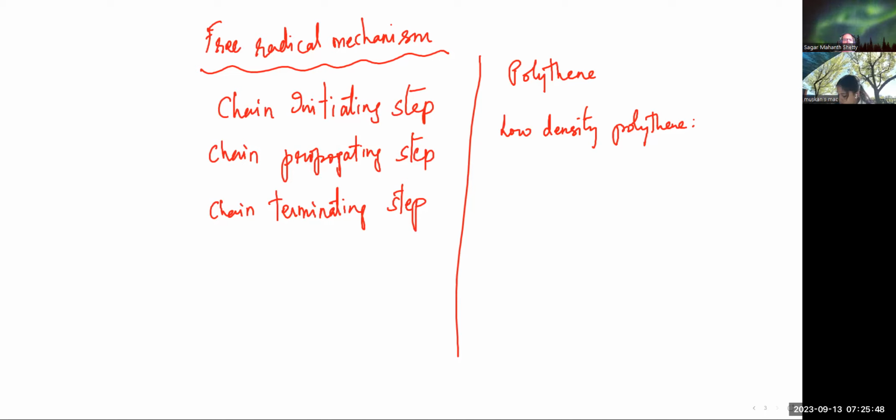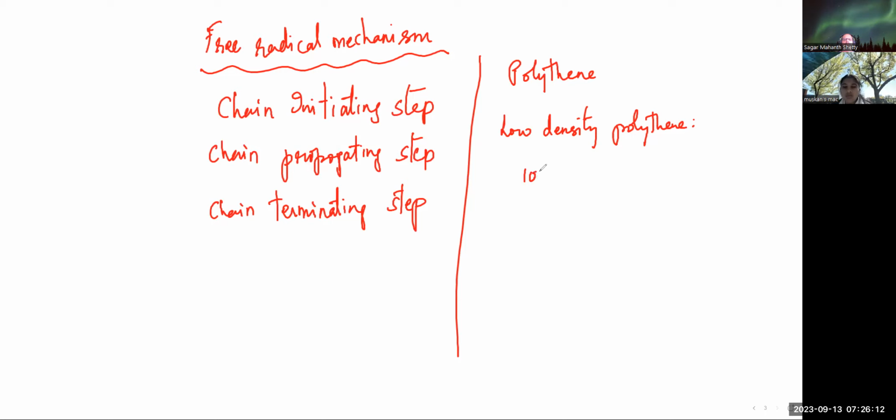I'll teach you about polythene first. When we talk about low density polythene, this is obtained when ethene is put under high pressure. High pressure in the sense that we subject it to a pressure of between 1000 to 2000 atmospheres, and that too at a temperature of 350 to 570 Kelvin.